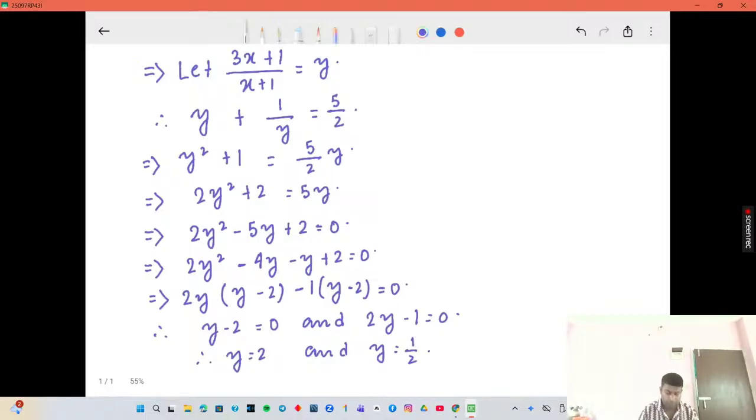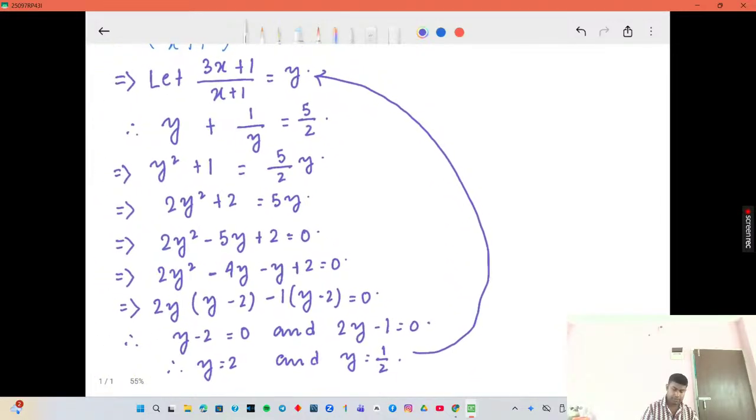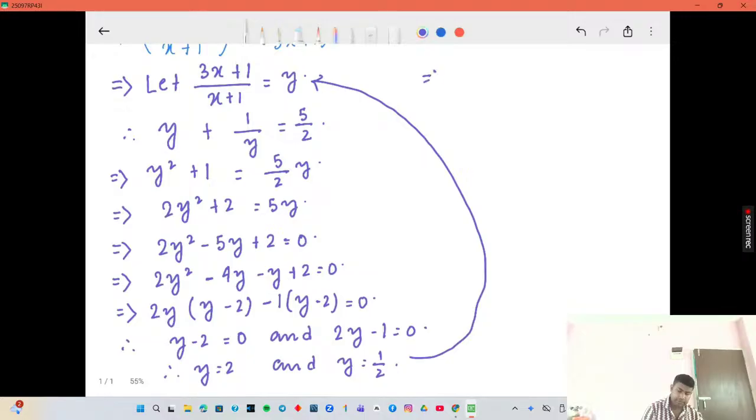Now we have to put the value of y in order to find the value of x. As you can see, we have taken the value of y as (3x + 1) divided by (x + 1). Now we will put it like this, that is (3x + 1)/(x + 1) is equal to 2. Now we will just solve this equation and find the value of x from it.